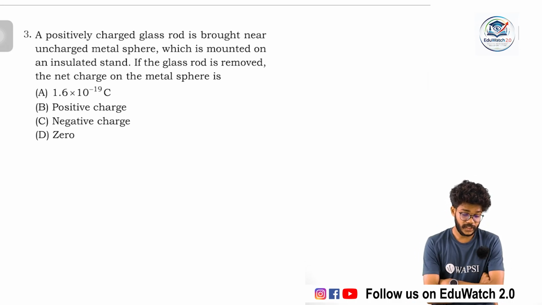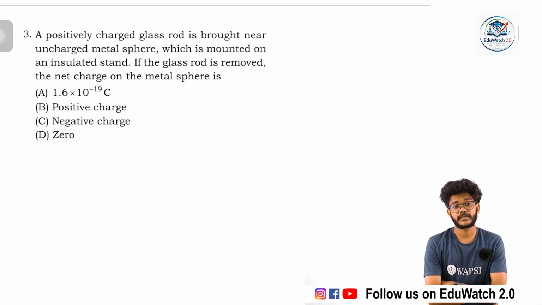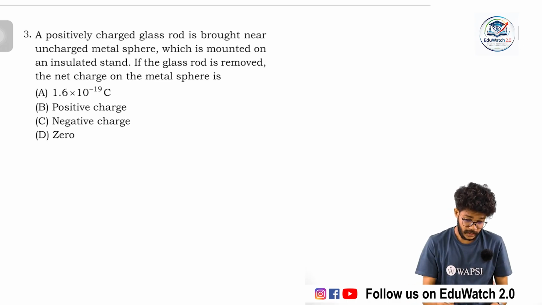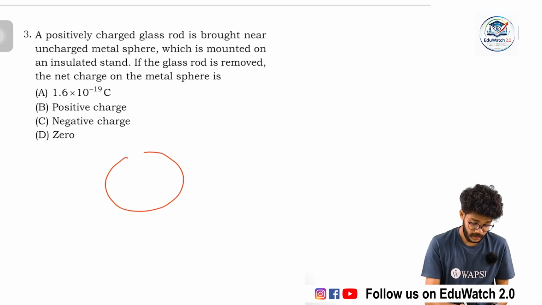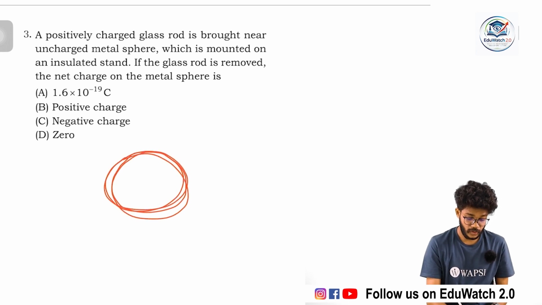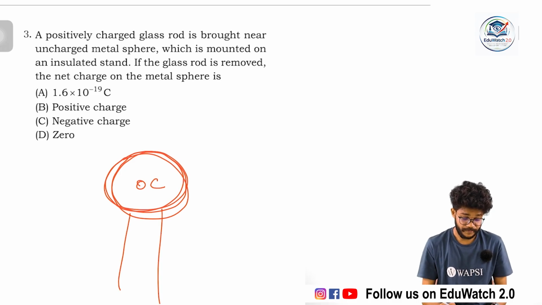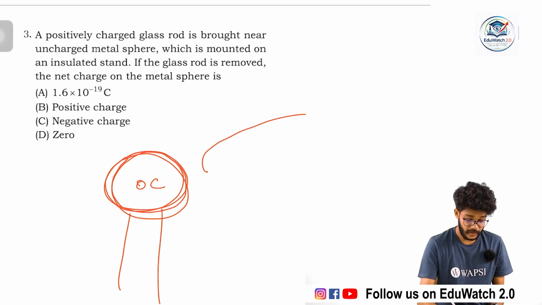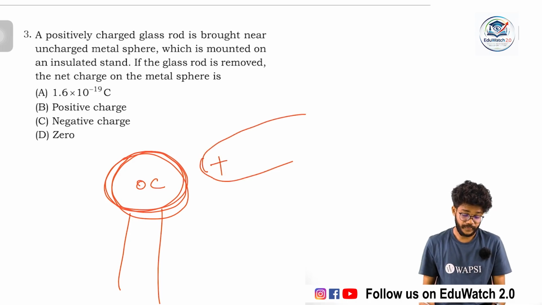A positively charged glass rod is brought near an uncharged metal sphere which is mounted on an insulated stand. Okay, so this is uncharged, with 0 coulomb of charge, placed on an insulated stand. If the glass rod is removed, the positively charged glass rod is near to here, then what is the net charge on the metal sphere?